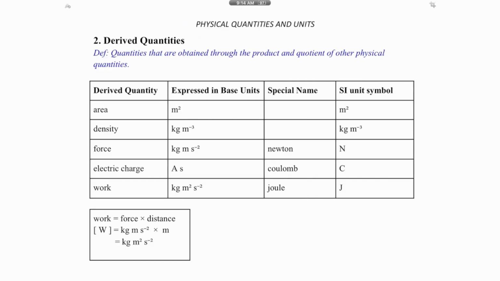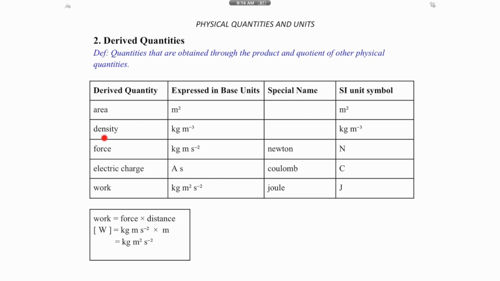Now, examples of derived quantities. So let's look at the definition. So derived quantities are quantities that are obtained through the product and quotient of other physical quantities. So product means you multiply. Quotient means you divide. Means you multiply or divide other quantities and you get a derived quantity. Example, like density. What's the definition of density? Mass per unit volume. That means you take the mass, you divide by volume, so it's quotient. Right? So it is a derived quantity.